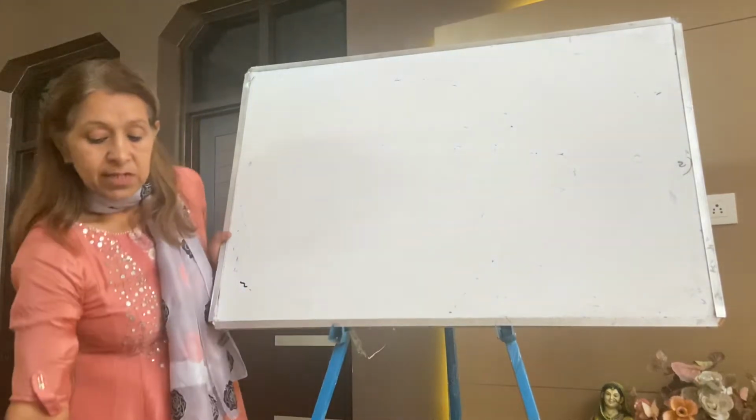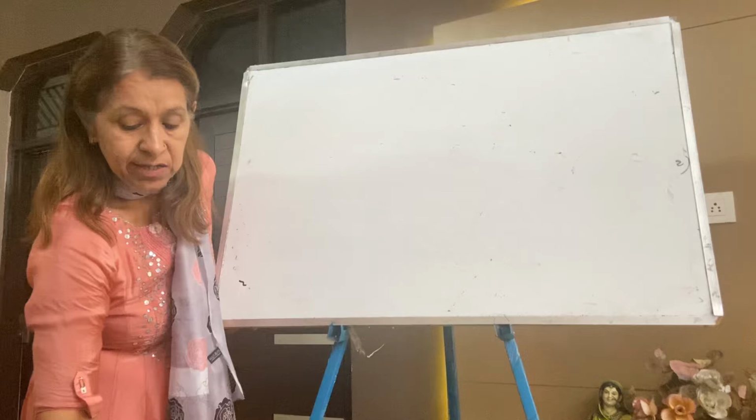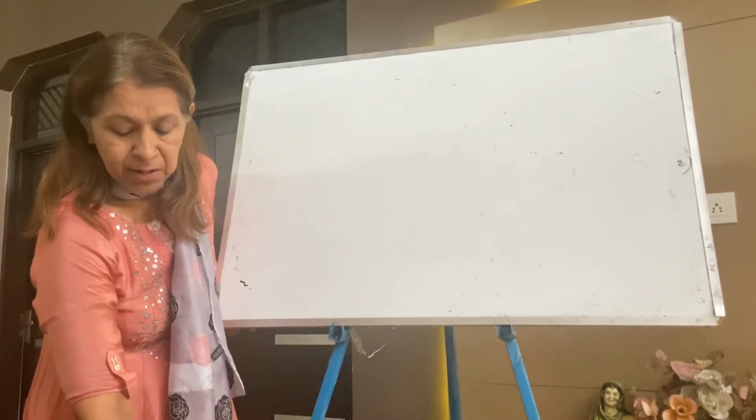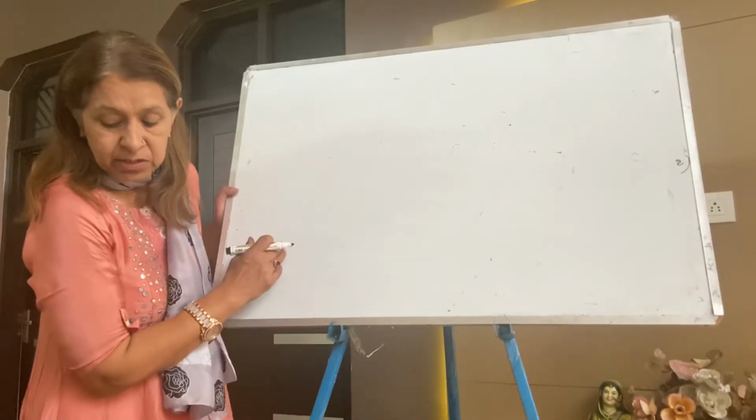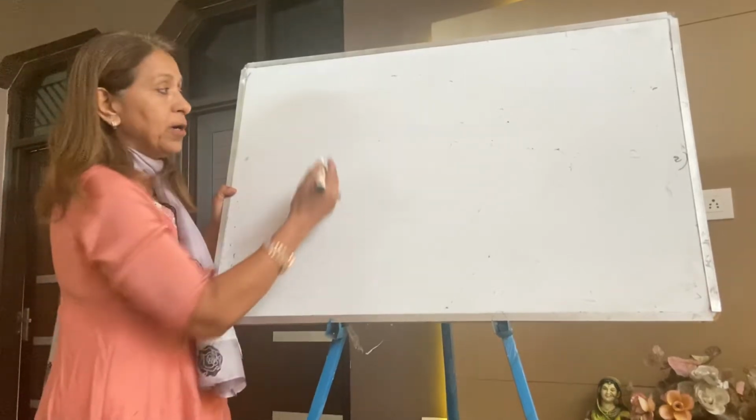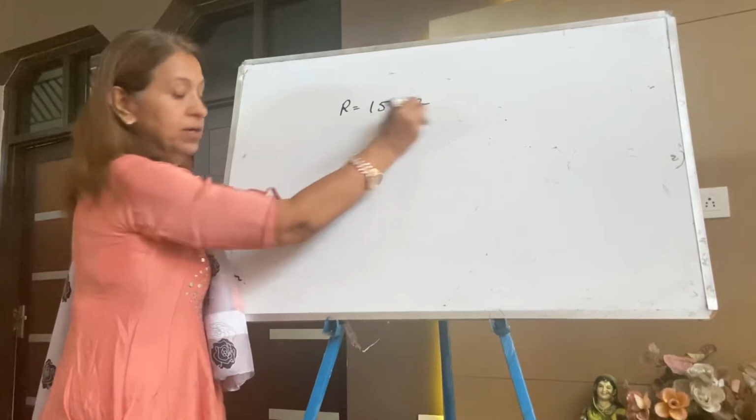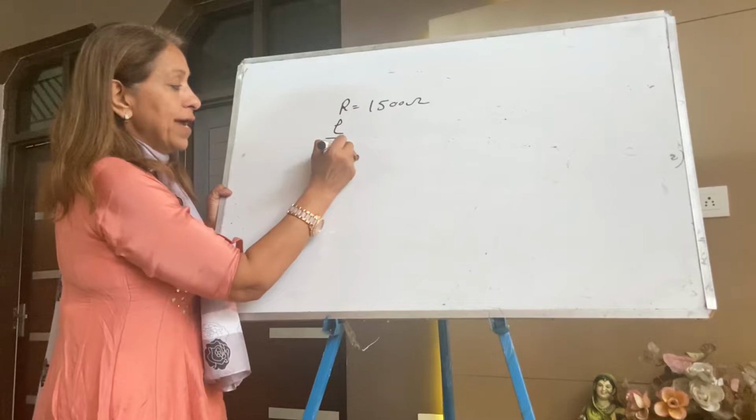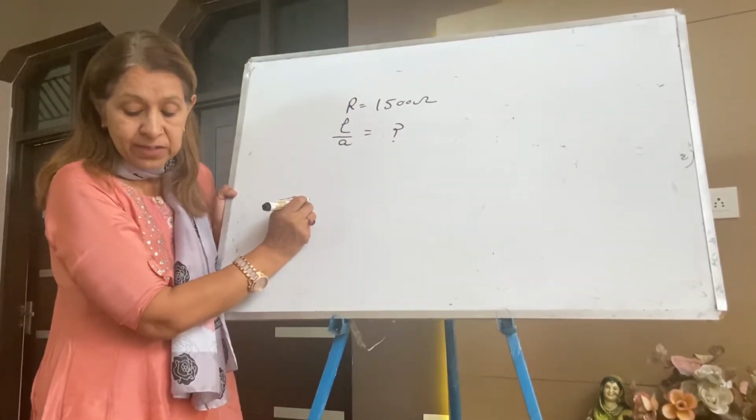Now you open the NCERT exercise. There is no one in text. Now there is an exercise question I am taking. Very simple question, question number 9. The resistance of a conductivity cell is 1500 ohm. Write down, resistance is 1500 ohms. What is the cell constant? L by A is very simple. It's question number 9 of the exercise.